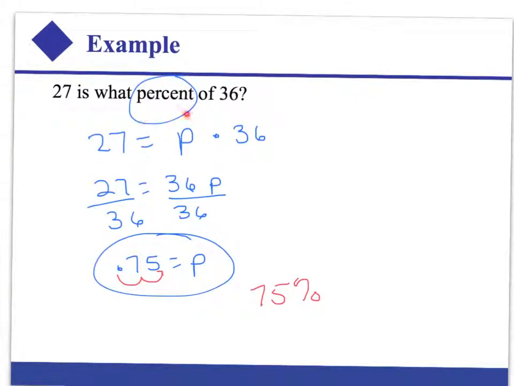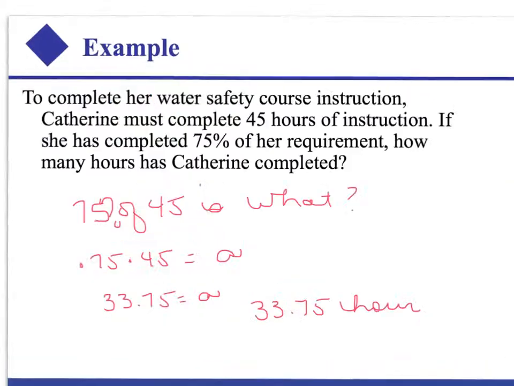This time we are looking for the percent. So 27 is what percent of 36? So 27 equals P, that's our unknown number, times 36. I just wrote it in a form that we're used to seeing. Divide both sides by 36. You get 0.75. Remember, it asks for percent, so you need to convert it. The way to do that is you move your decimal place 2 places to the right.